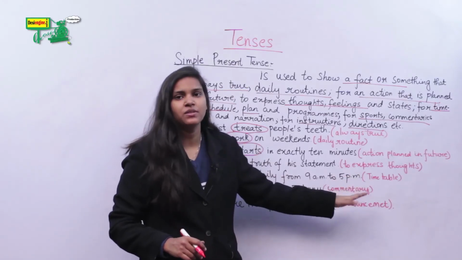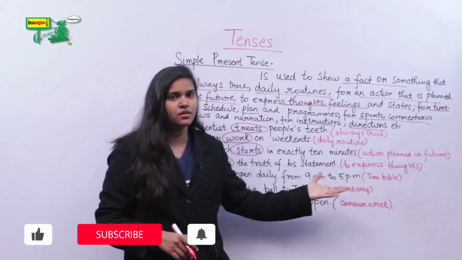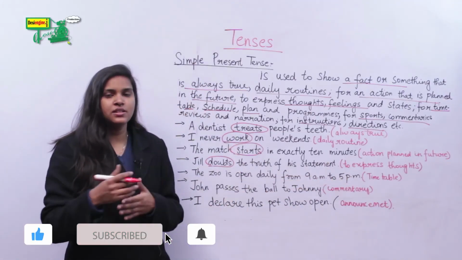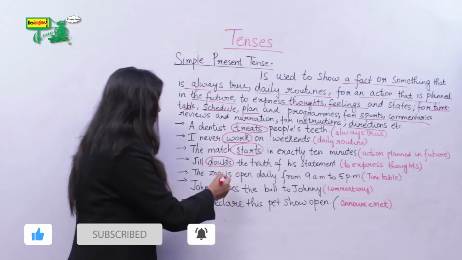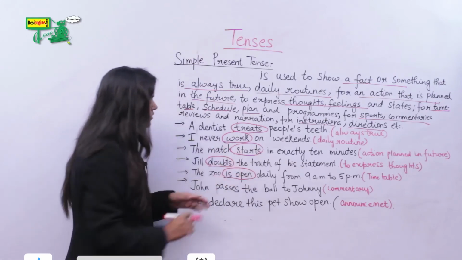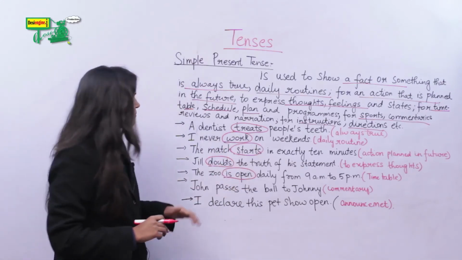The zoo is open daily from 9 a.m. to 5 p.m. This is the timetable. This sentence denotes timetable. Therefore, is open is a simple present tense.